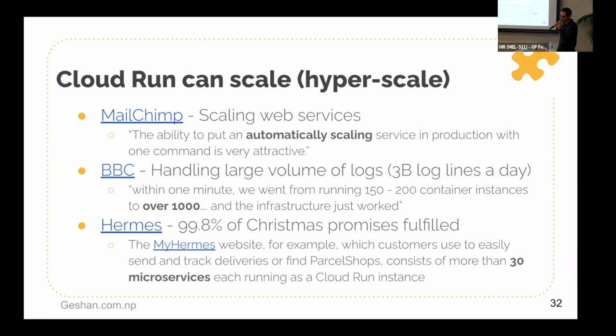Similarly, Hermes is an e-commerce website, and they said 99.8% of the things were fulfilled, and their whole website runs on Google Cloud Run, which has around 30 microservices.